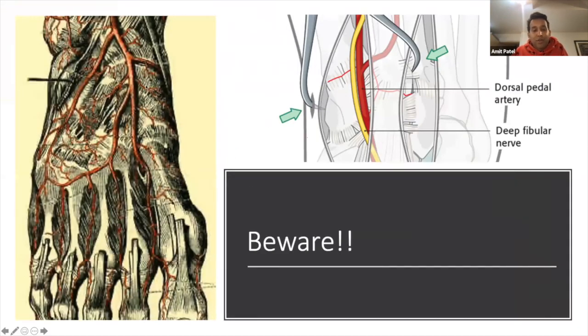Beware your neurovascular bundle. So your dorsalis pedis artery starts around between your fixation of your second metatarsal and your first metatarsal, as well as the deep peroneal nerve. So those are the main neurovascular structures to be aware of.